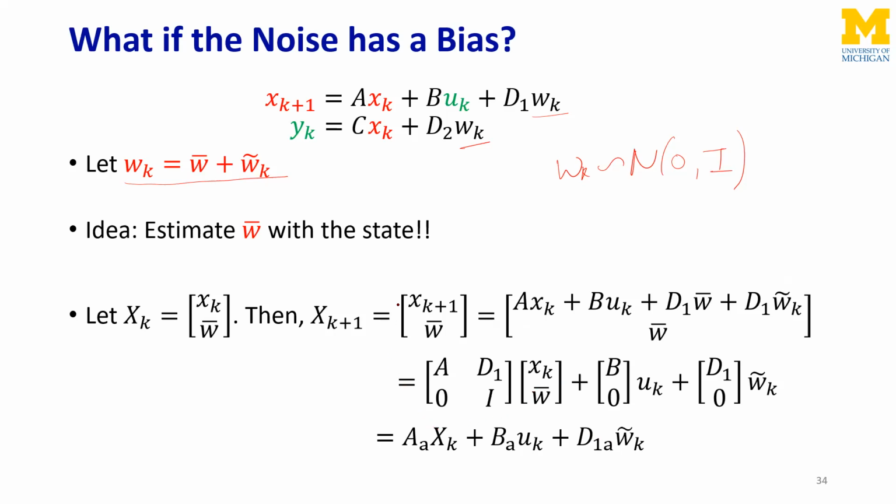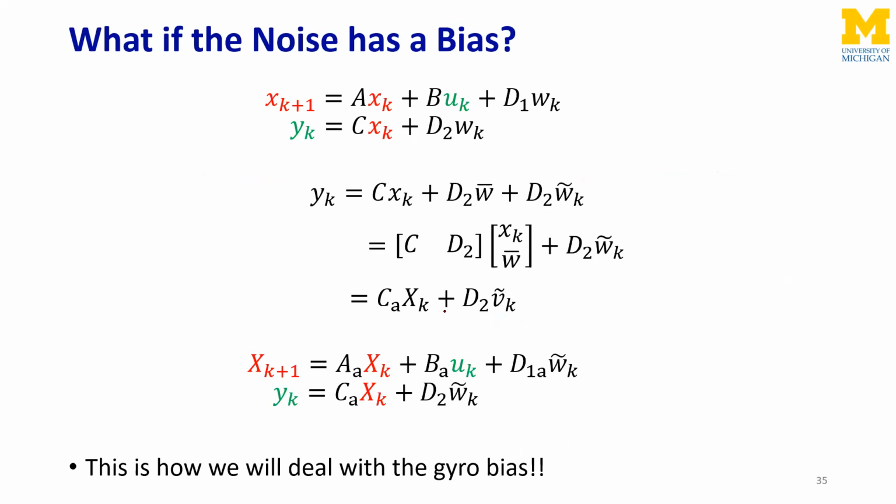Okay, so we dealt with the state equation. What about the output equation? Well, the same thing can be done with the output equation. I'm going to write D2WK as D2W bar plus D2W tilde, and that is going to be, now this is going to become part of the state, and this is the noise, and that's what will give me CA. So this is what you can do to deal with bias.